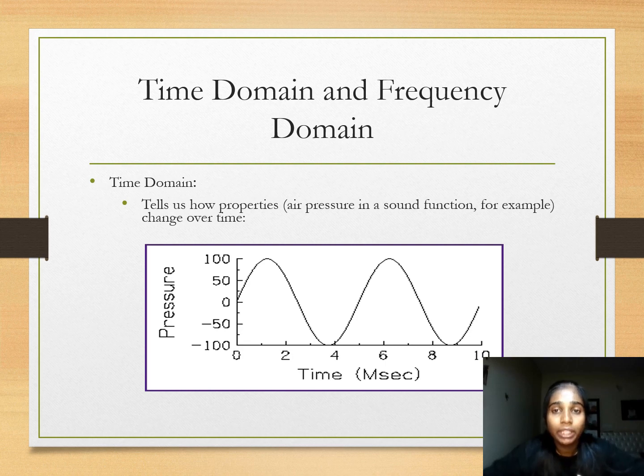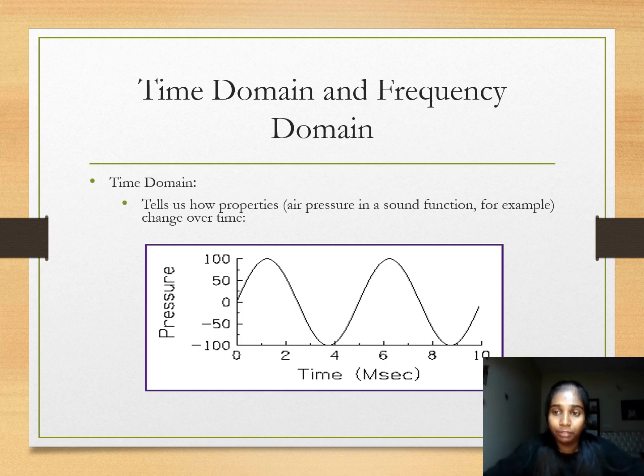Representing the time domain and frequency domain. Here in the given graph, the time is on the x-axis and pressure is on the y-axis. This shows us how properties change over time. Whatever property we consider, let it be the air pressure or the speed of the vehicle or the speed of light, it can be anything. All these come under the time domain, that is, whichever property changes in accordance with time is called the time domain.